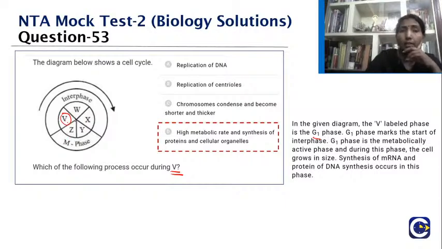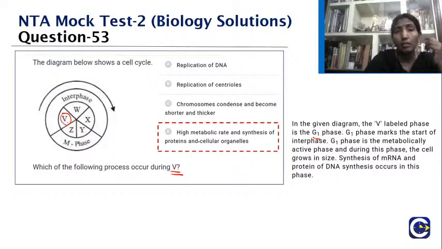The G1 phase is the start of the interphase, which everybody is aware of. It is a very active phase where all the growth of the cell occurs. There will be synthesis of proteins and mRNA synthesis; everything occurs in this phase. But the replication and doubling we will come across in the successive stages, not here.